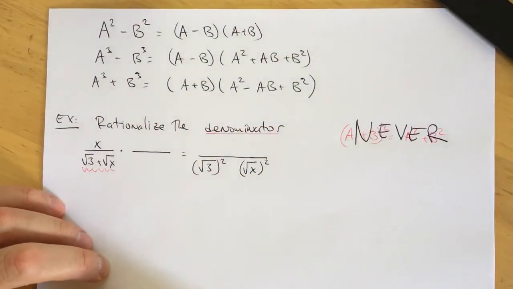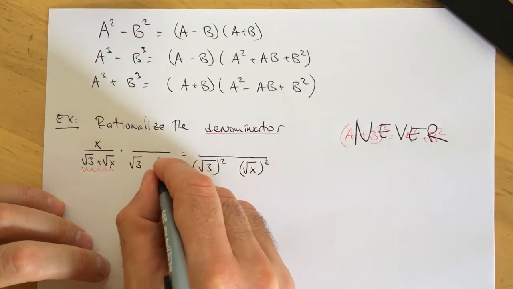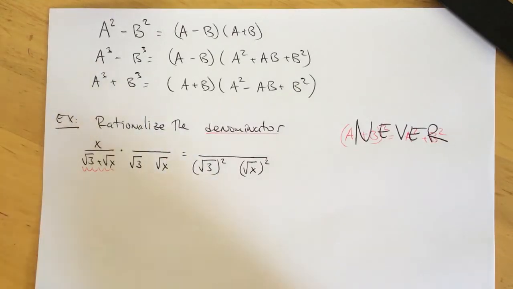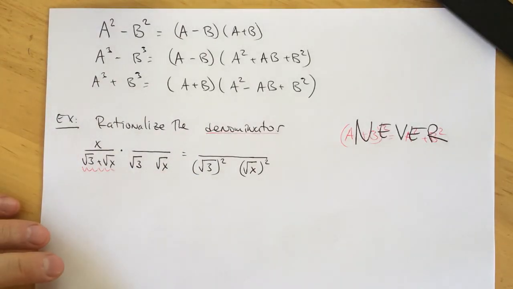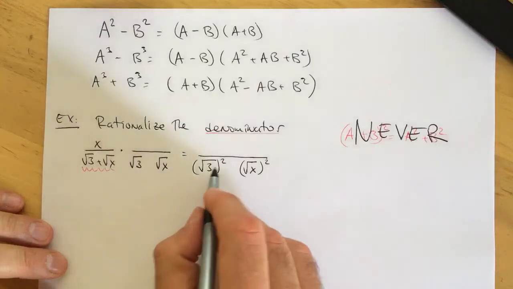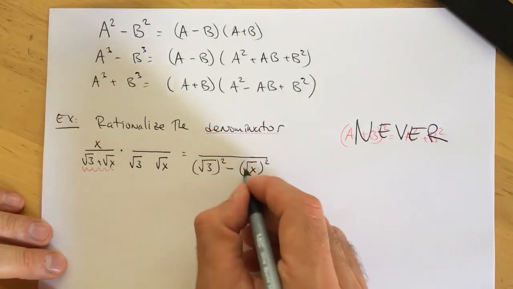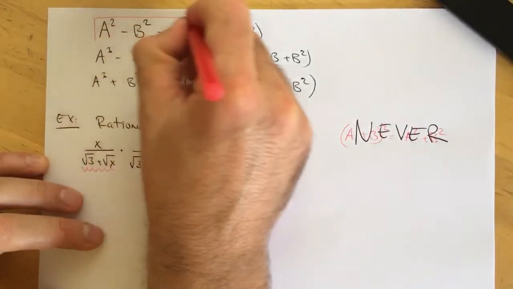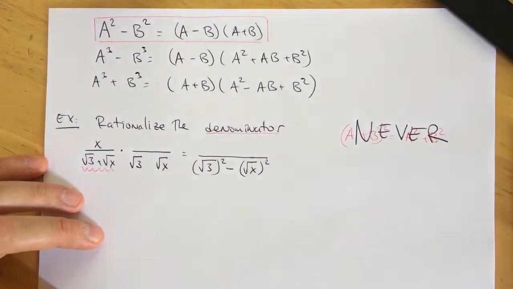Okay, just don't do that. So basically I cannot simply multiply this by square root of 3 plus square root of x, because that will not lead me any... I mean I can, but in that case I will not get rid of the square root. In order to get to square root of 3 squared minus square root of x squared, I look at the difference of squares formula, and I multiply the denominator by its conjugate.